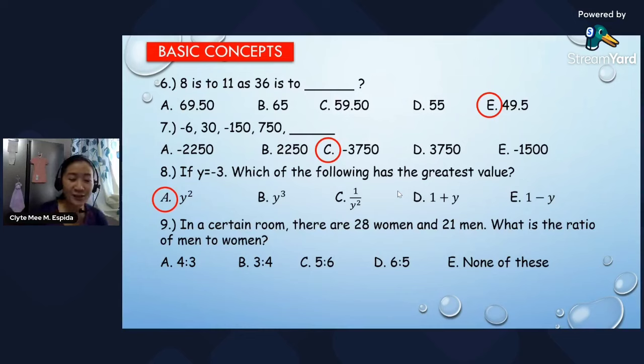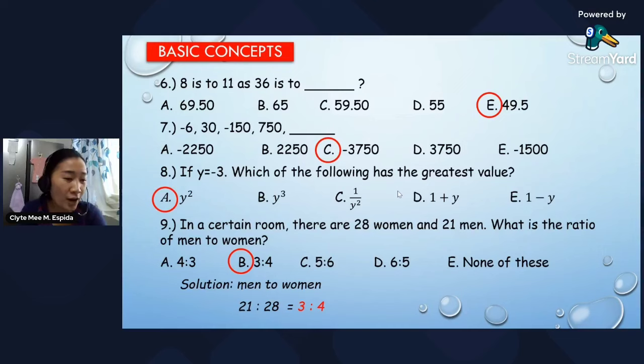Okay, so the correct answer is letter B. Let's not be misled by the question. In a certain room, there are 28 women and 21 men. But it asks for the ratio of men to women. So that means we start with 21 is to 28. Now you have 21 is to 28. You could reduce it to simplest form, and that is 3 is to 4.